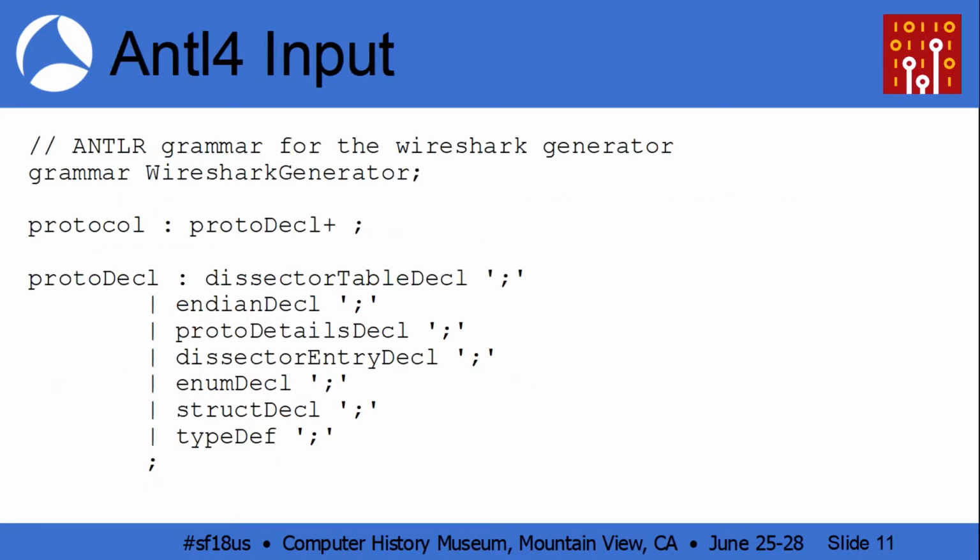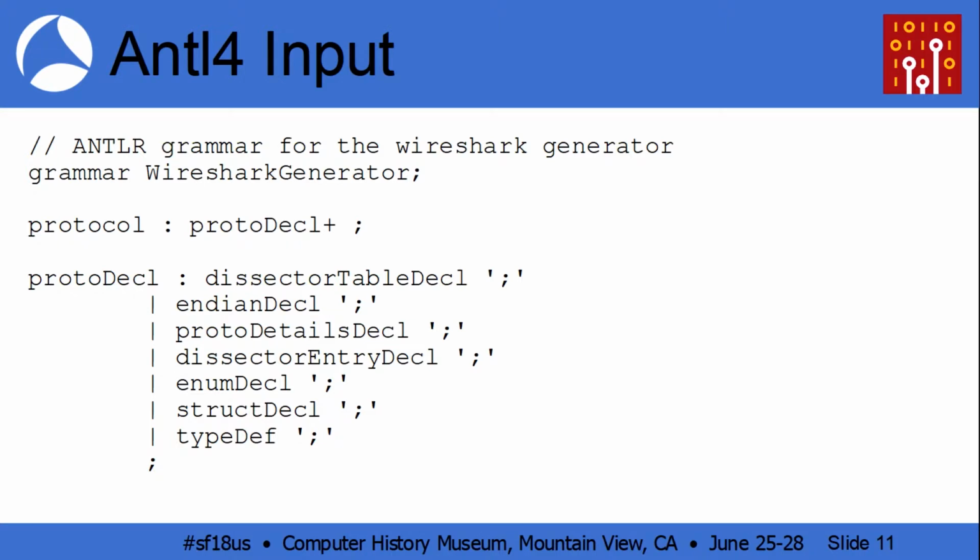So what does our ANTLR grammar look like? Well, this is the beginning of my grammar file, and this is essentially a set of rules. This is the master rule here. It says that a protocol consists of, that plus sign is the regex extension. If you're familiar with regular expressions, then what this is saying is that a protocol consists of a proto-decl, one or more proto-decls. So the protocol must have one or more of these.